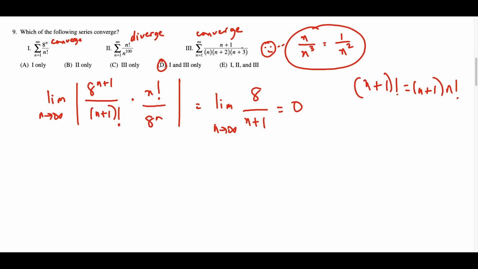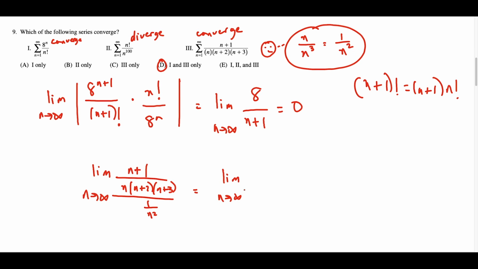And for the last one, if I want to show a lot of work, I would do a limit comparison to 1 over n squared. And if you take the limit as n goes to infinity of n plus 1 over n times n plus 2, n plus 3, over 1 over n squared, you could work this out here. And this is going to work out to something positive and finite, which by the limit comparison test tells us the original series is going to converge.